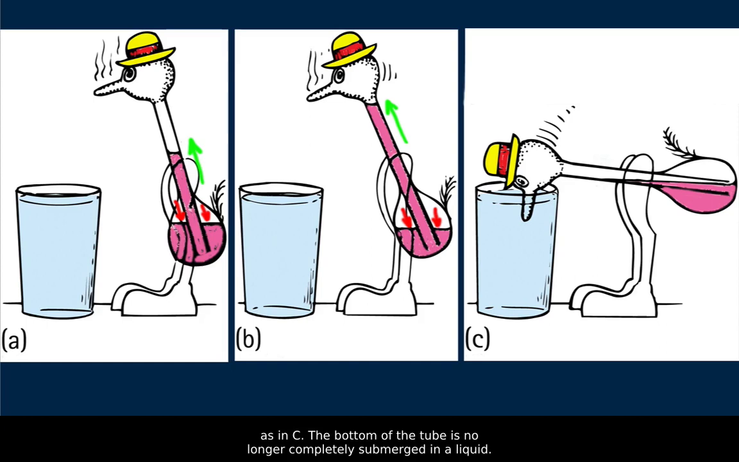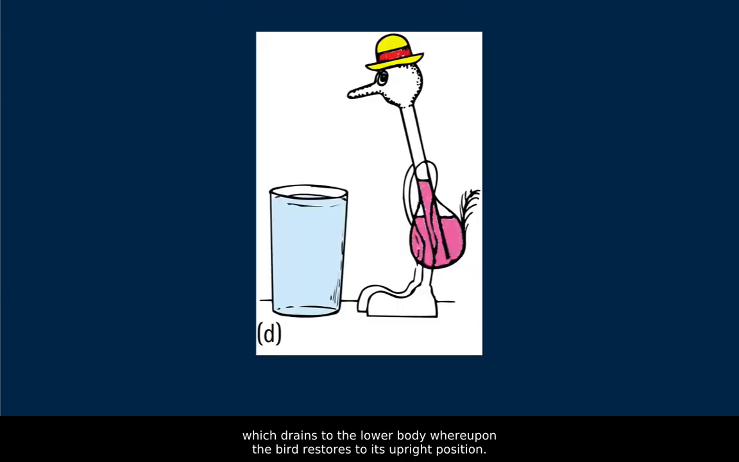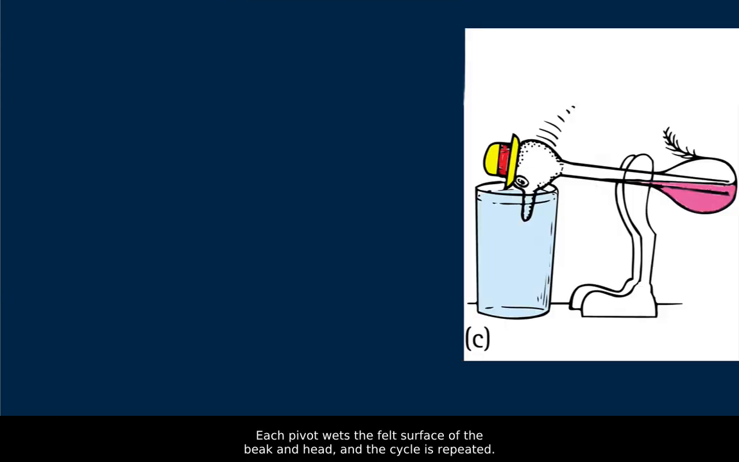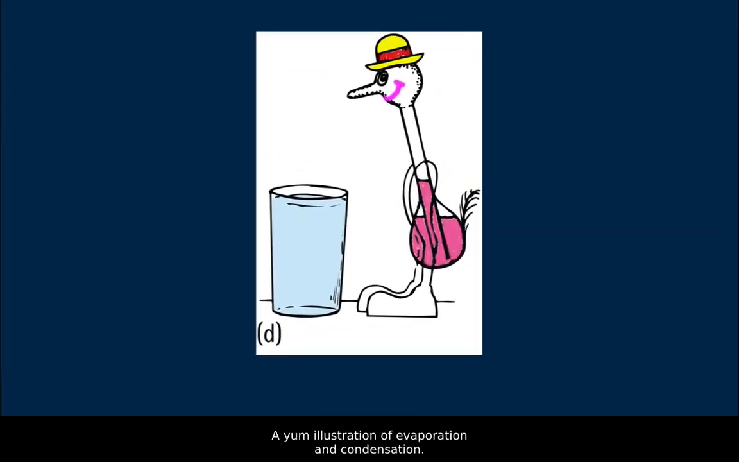The bottom of the tube is no longer completely submerged in the liquid. Vapor travels through the tube and into the head, displacing liquid there, which drains to the lower body, whereupon the bird restores to its upright position. Each pivot wets the felt surface of the beak and head, and the cycle is repeated. A yum illustration of evaporation and condensation.